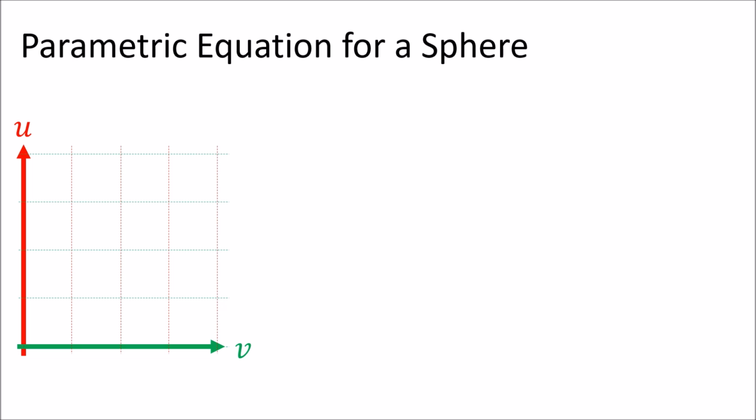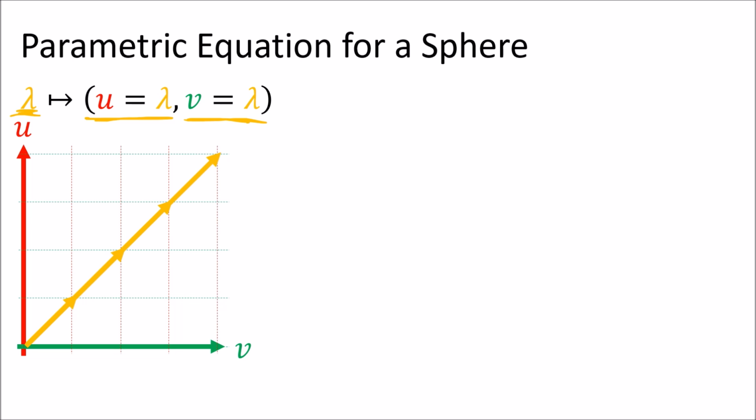Let's take this really simple path that takes a path parameter lambda and maps it to the point U equals lambda, V equals lambda in the UV plane. So this is just a diagonal line where the U and V coordinates are equal at all points, like this.